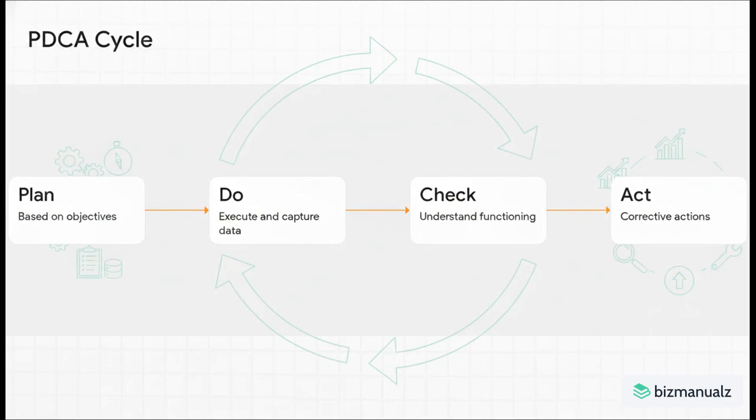It also bakes in the PDCA continuous improvement cycle. That's plan, do, check, act. First, you plan based on your company objectives. Then you do, meaning you execute the plan and capture that crucial data. Next, you check to see how the process is actually functioning, and finally, you act to make corrective improvements. Your sales process shouldn't be static. It's like a built-in upgrade system that evolves and sharpens over time.